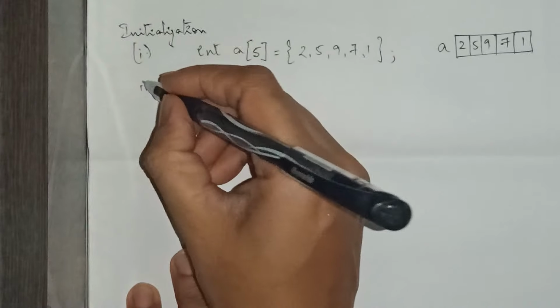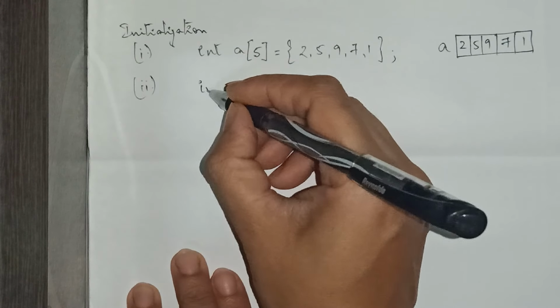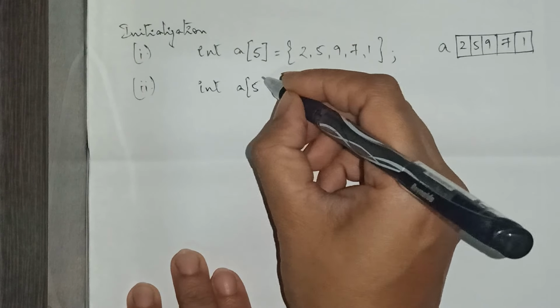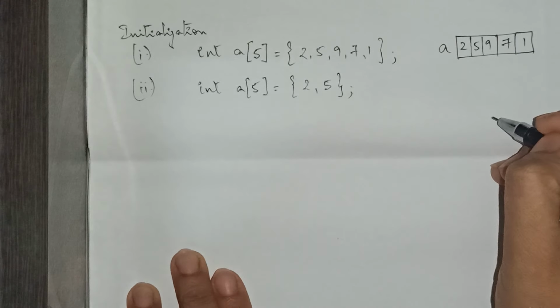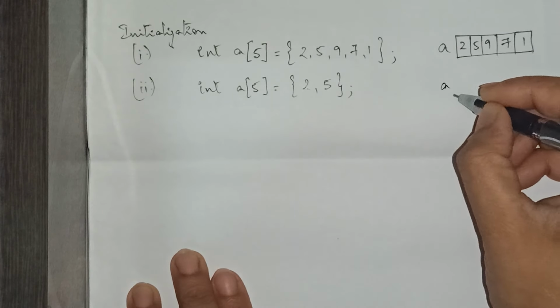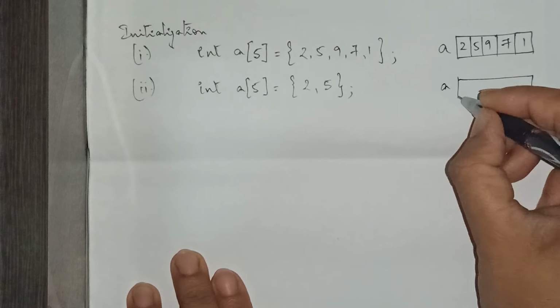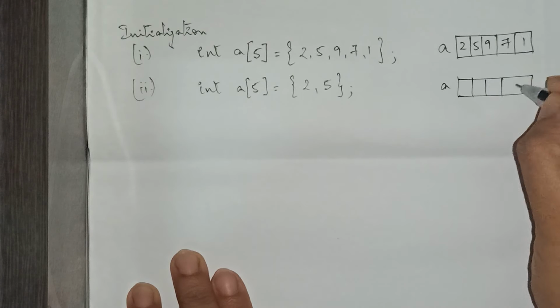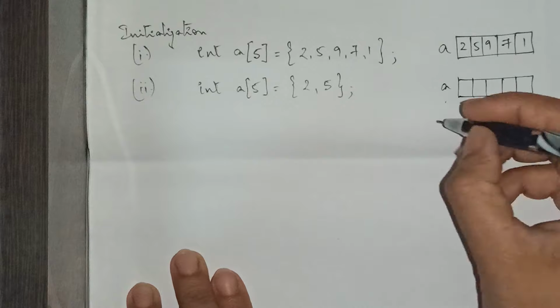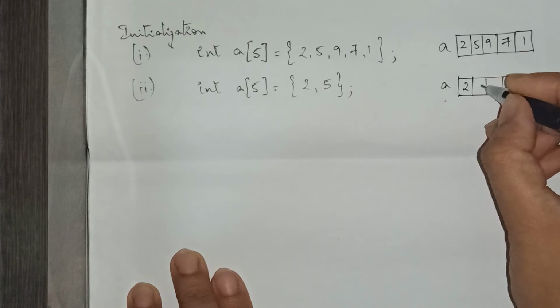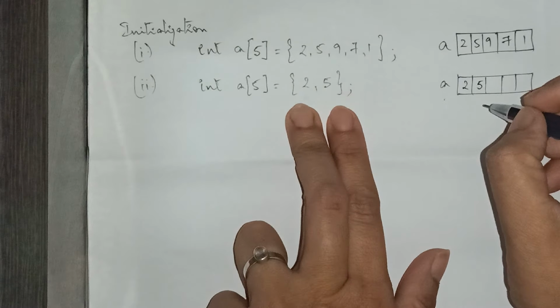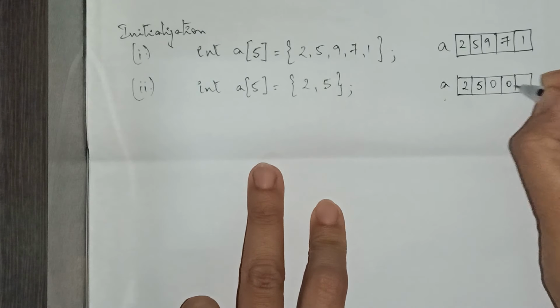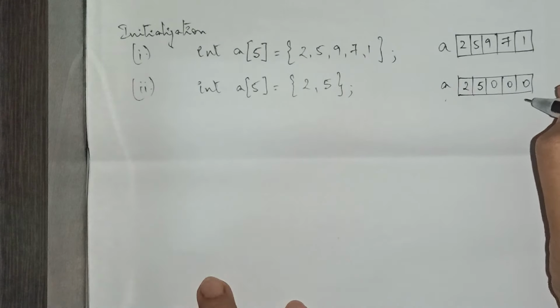This is one way. The second way is int A of 5, and I store 2 and 5 only. So what happens in the locations? There are 5 locations allotted for A, but the first 2 locations are initialized to 2 and 5, and the rest are automatically initialized to 0.